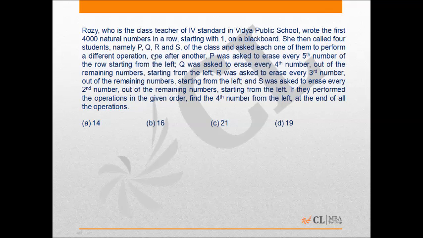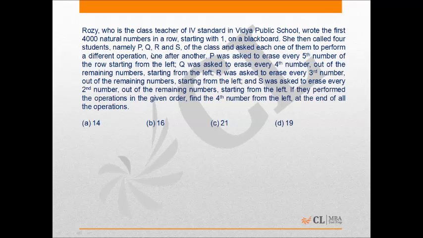P was asked to erase every 5th number of the row, starting from the left. Q was asked to erase every 4th number out of the remaining numbers, starting from the left. R was asked to erase every 3rd number out of the remaining numbers starting from the left, and S was asked to erase every 2nd number out of the remaining numbers starting from the left. If they perform the operations in the given order, find the 4th number from the left at the end of all the operations. This question is a lengthy one.